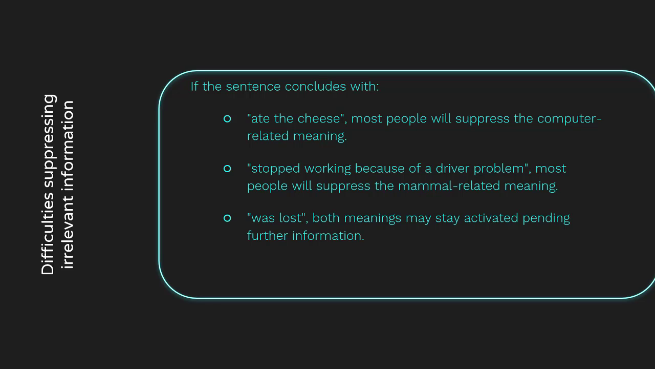If the sentence continues with "stopped working because of a driver problem," I will suppress the mammal, and I will switch across to thinking about it as a computer mouse. But if the sentence concludes with "was lost," both meanings may have to stay activated pending further information. And when I do that, I still favour the squeaking mouse pending further information. But it seems like other children, particularly younger children, may actually err toward the dominant meaning being the computer mouse pending further information.